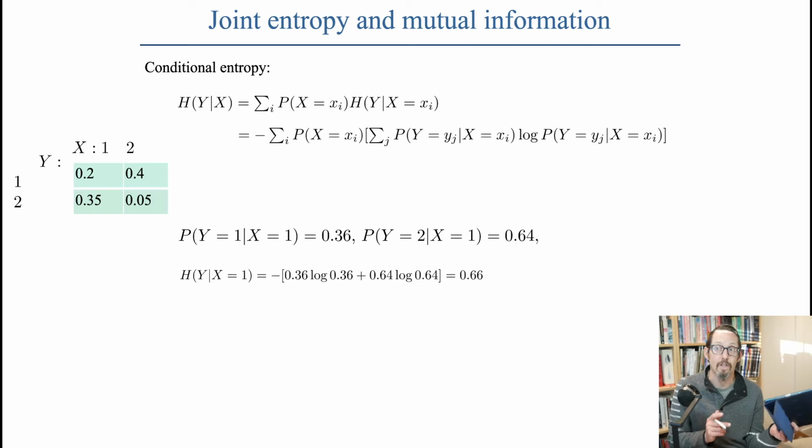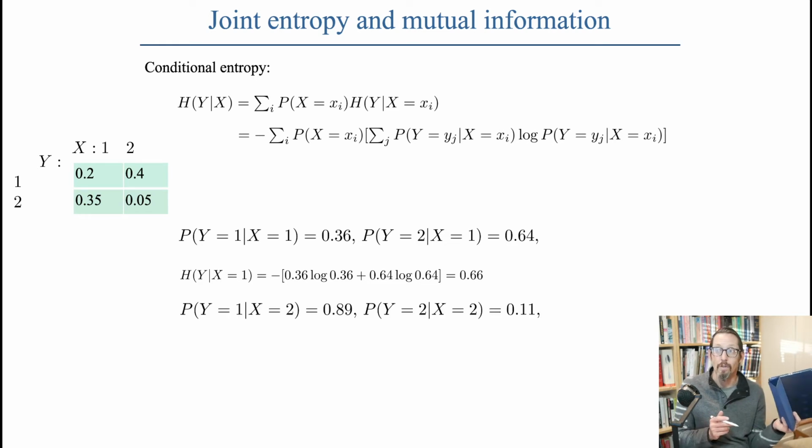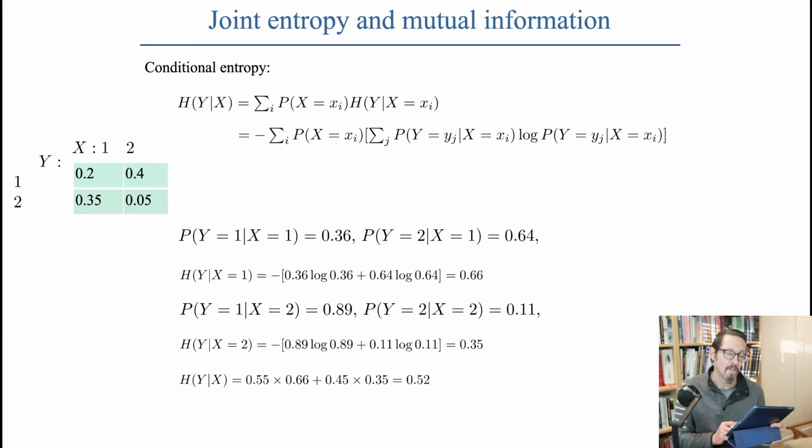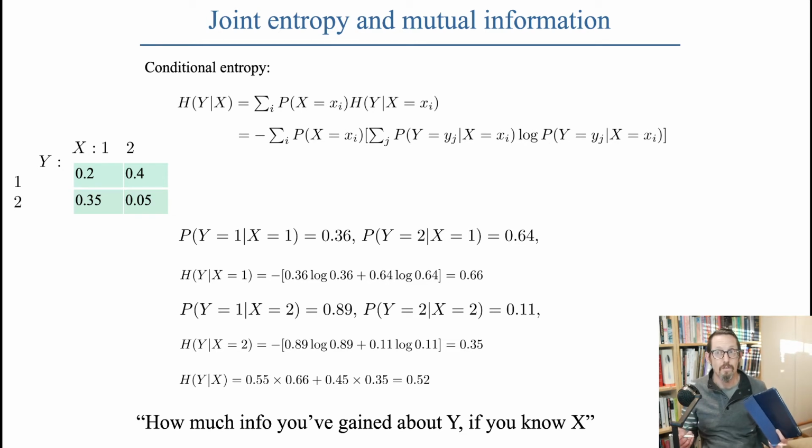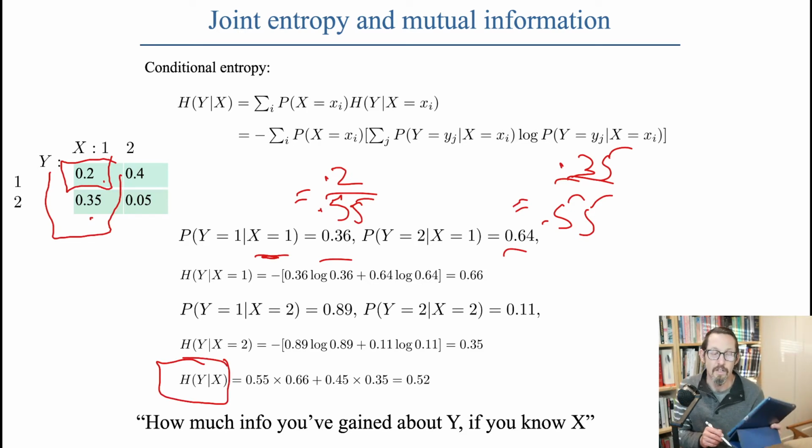Okay, so now, using those conditional probabilities, we can calculate the entropy of y given that we know x is equal to 1. That number is 0.66. You can work that out yourself in your own time. And we can do that again for y given x is equal to 2. So for each one of these possibilities, (1,1), (1,2), (2,1), (2,2), we're going to work this out. And in the end, the whole conditional entropy is all those numbers added together.